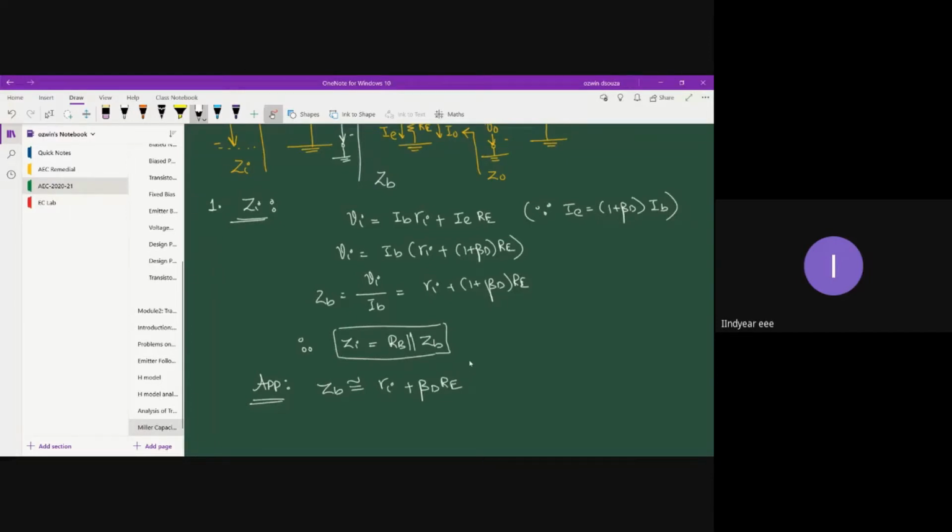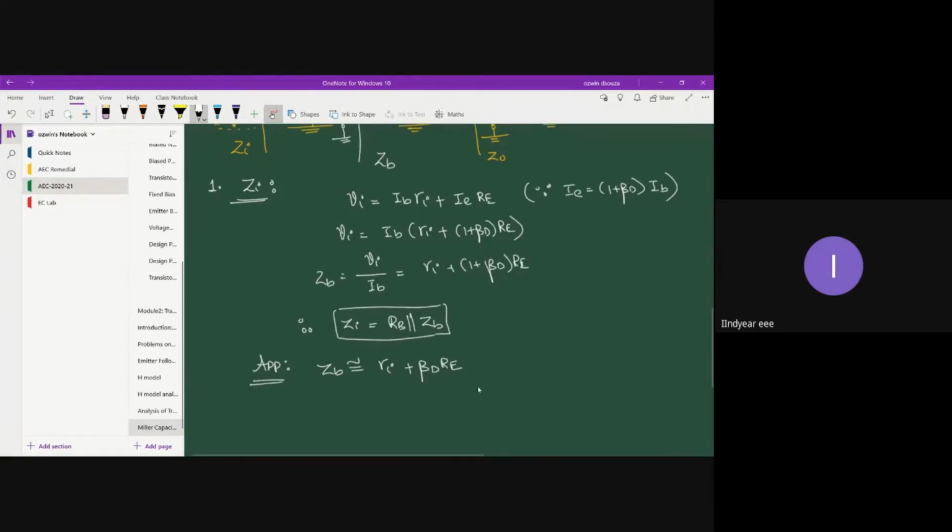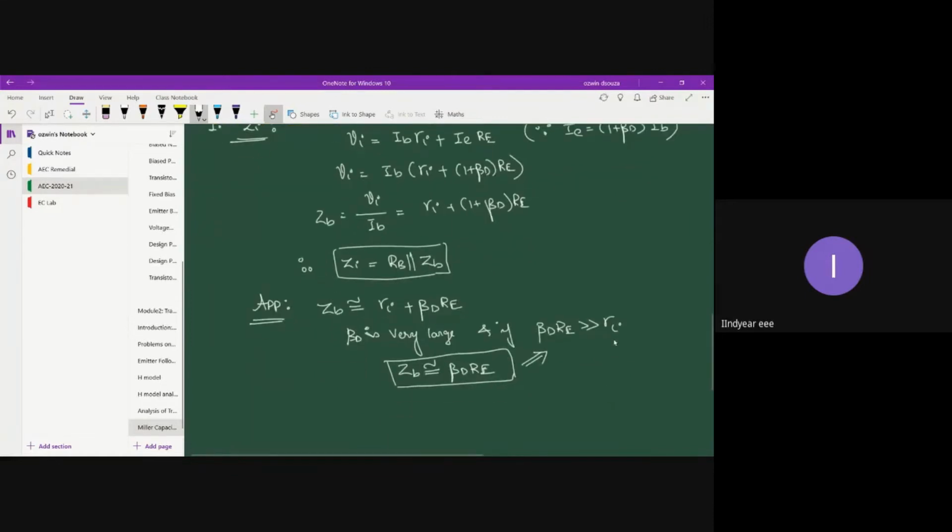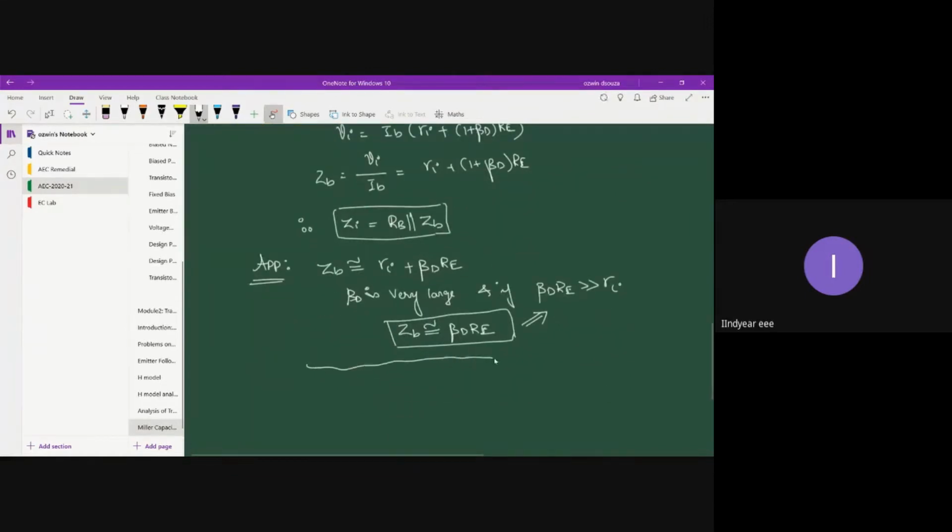And this beta D is very large. Let me write it in words: is very large, and if it is found that beta D into RE is very much greater than RE, your ZB is going to be simply beta D times RE, provided the product beta D into RE is very much greater than RE. So that's your input impedance.